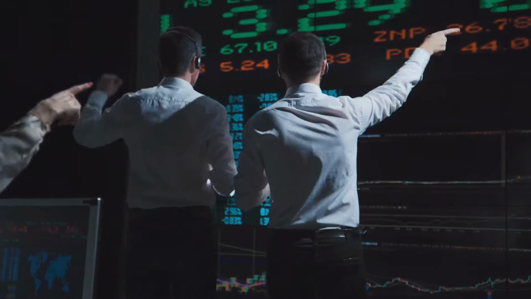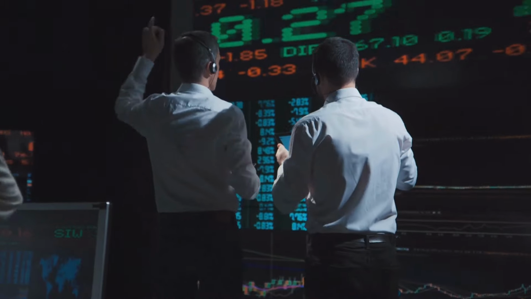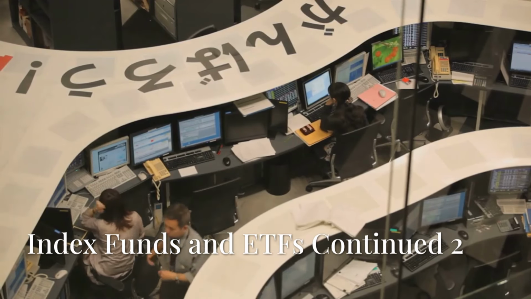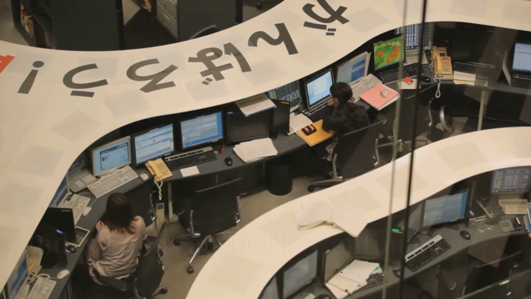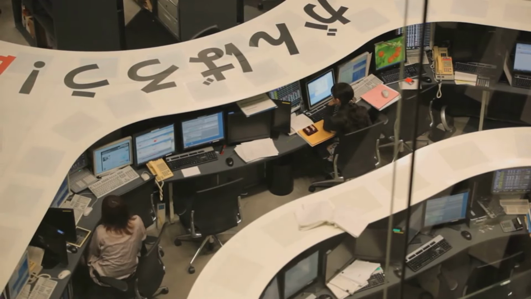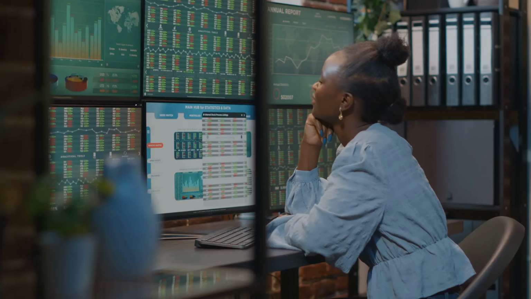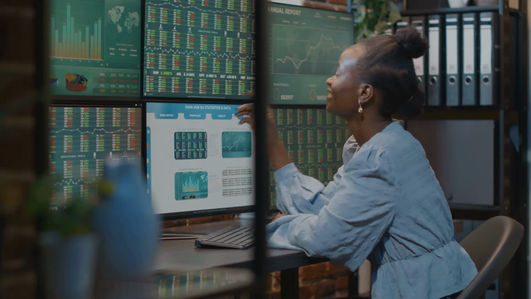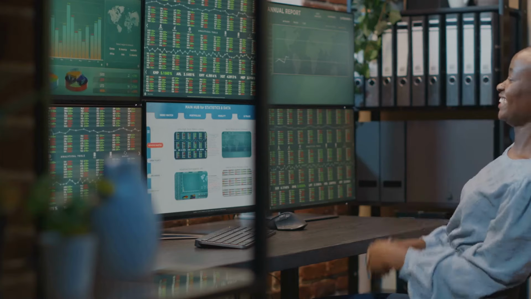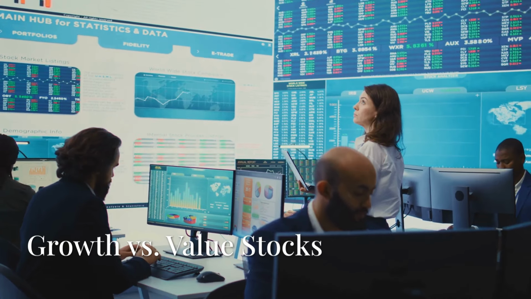ETFs function similarly but trade like individual stocks on exchanges. This means they offer flexibility for buying and selling throughout the trading day. ETFs and index funds have become popular because they generally have lower fees than actively managed funds, making them ideal for investors seeking passive, long-term growth or simple portfolio diversification.